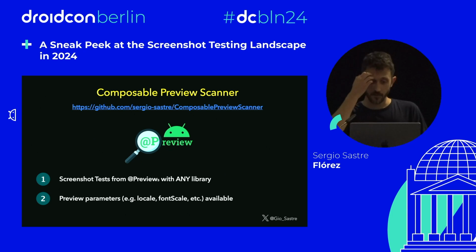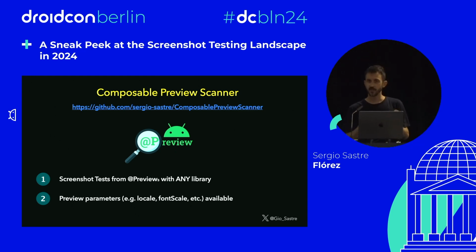I'm actually the author of this library. It's very new, less than 1 month. If you are already using Roborazzi, Paparazzi, or any instrumentation-based library, I recommend that you take a look at it. It's documented how to integrate it, and Roborazzi will also integrate it out of the box. Moreover, it also provides preview parameters like locale, UI mode, and font scale, which you can map to be used with any of the screenshot libraries. That's something that is not available in libraries like Showcase, if you have heard of it.